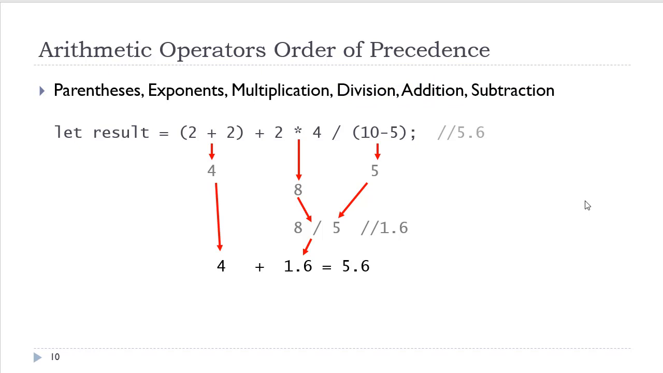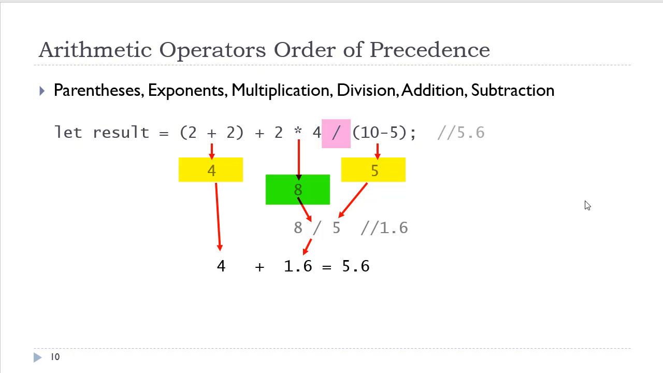Let me show you how JavaScript will evaluate this. First of all, we're going to evaluate what's in the parentheses. So here we have 2 plus 2, which evaluates to 4. And over here we have 10 minus 5, which evaluates to 5. All right, so that's the first thing JavaScript's going to do. There are no exponents here. We do have multiplication. We have 2 times 4. That's going to be evaluated to 8. So this is what we have so far. We have a 4 and an 8 and a 5.